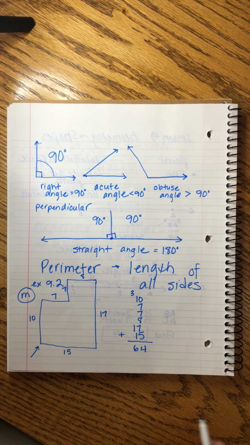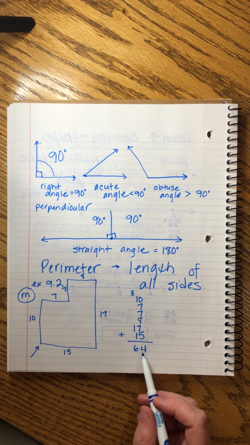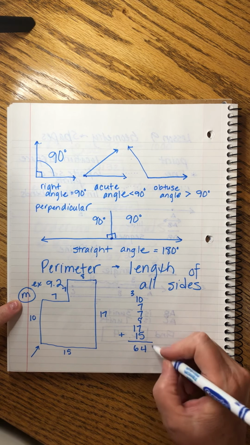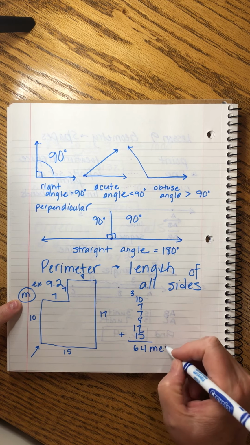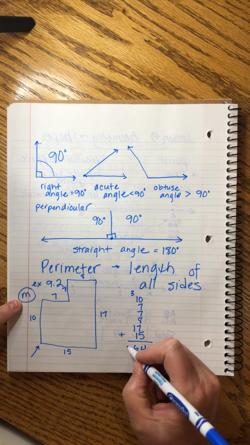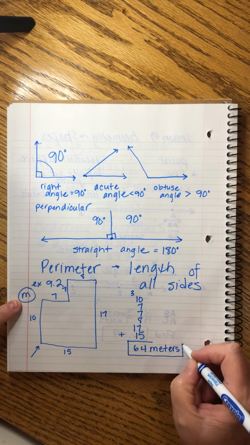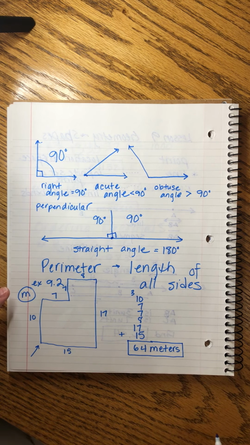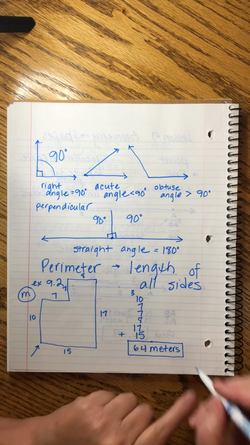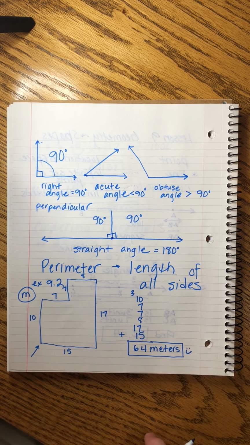Okay, I came up with 64 as the total, and then I remember just to add my unit at the end. This time I'm gonna write it out. I'll write the units out until we get pretty comfortable with all the abbreviations, and then I'll stop doing it. This is the right answer. Okay, you've probably seen this before. I understand.